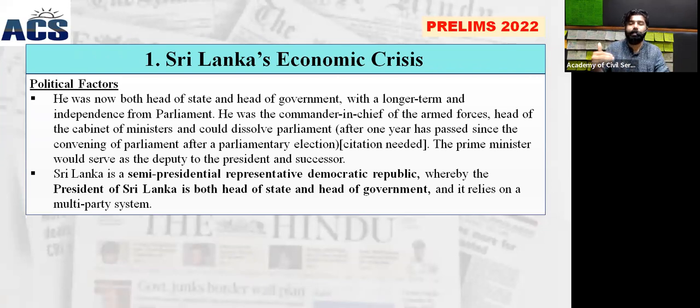Sri Lanka follows a semi-presidential representative democratic republic system. The President of Sri Lanka is the head of both the state and the government, and the executive functions of the government are mainly carried out by the president, while other things are done according to the advice of the prime minister and the cabinet ministers.